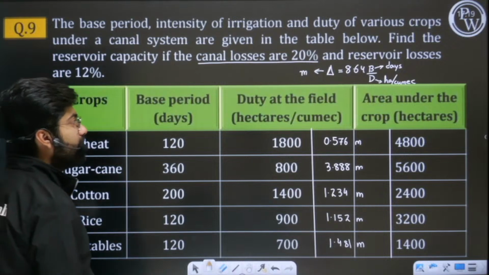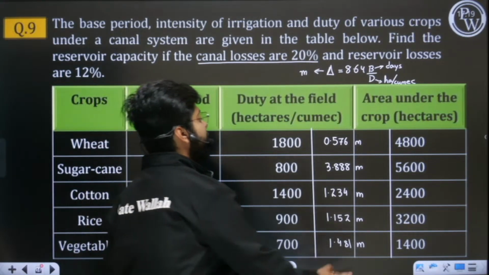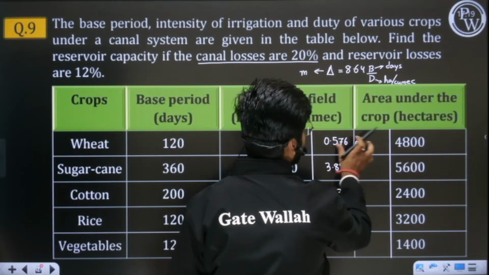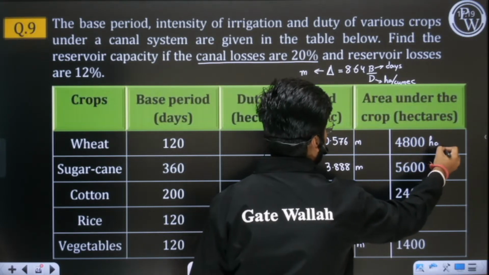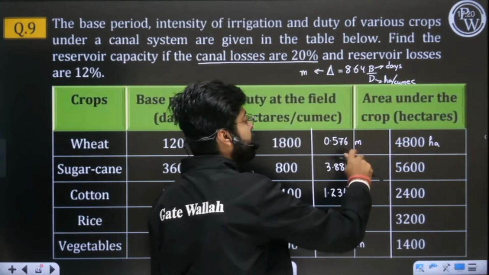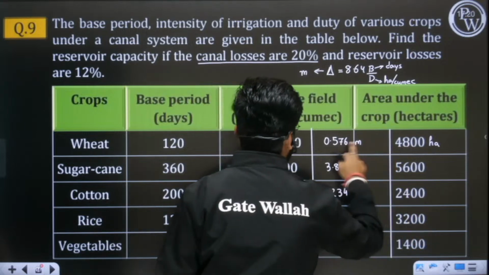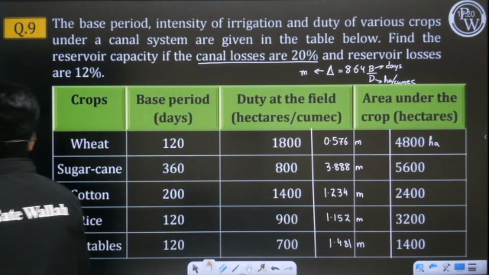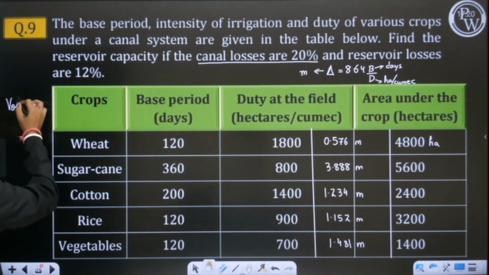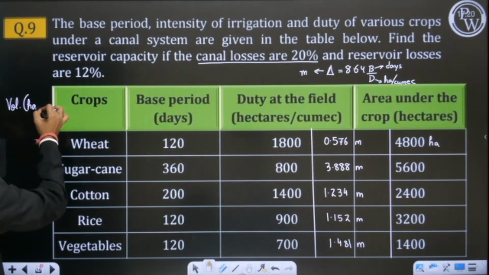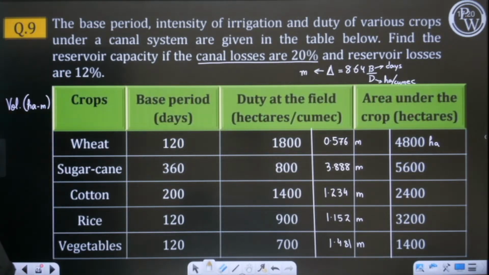So these are the depths of water which are required at the field. Now multiply area into delta. This is hectare. Multiply this by this. Obviously, you will get the volume. So multiply this by this, and you will get the volume of water required. See, the volume of water required for each crop, we are finding it in hectare meter.